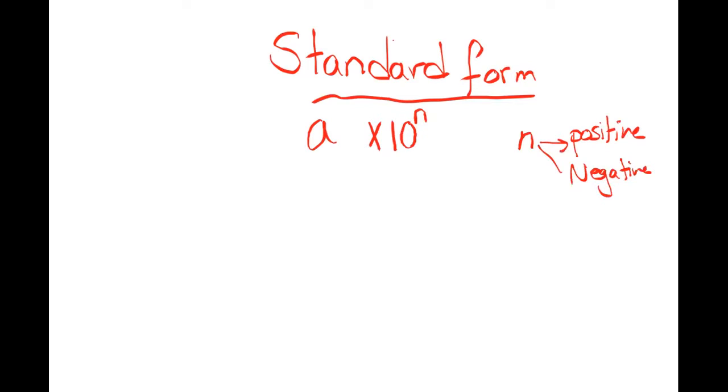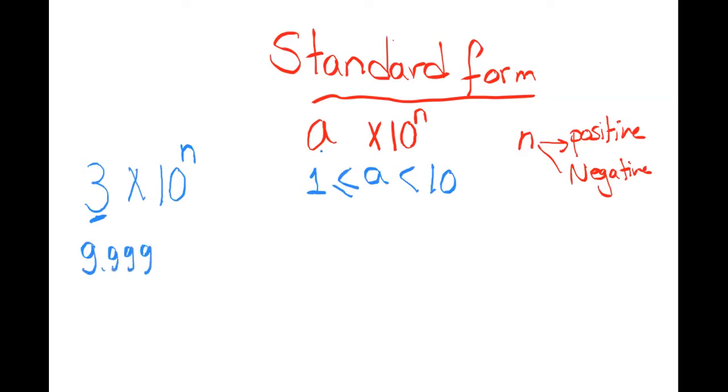Let's see a number in standard form. The number in standard form must be in this form. A must be greater than or equal to 1, but less than 10. So A can't be 2-digit. Always A is 1 digit. It can be 9.9999, so it can be like this, 9.999 times 10 power of something, but it can't be 10.